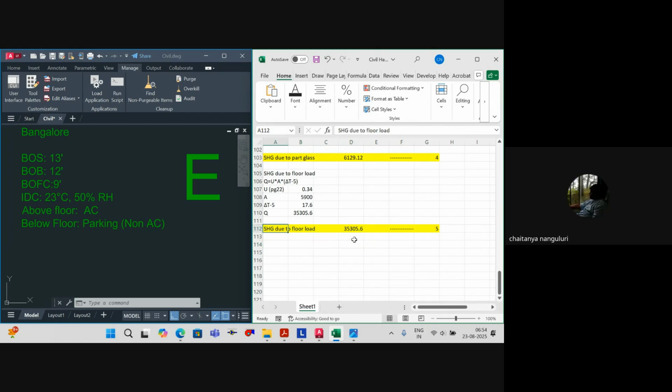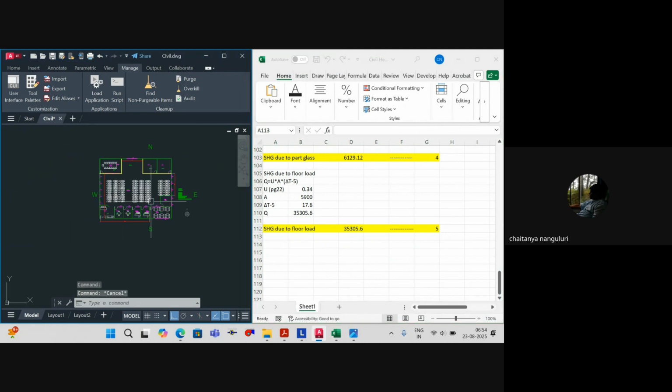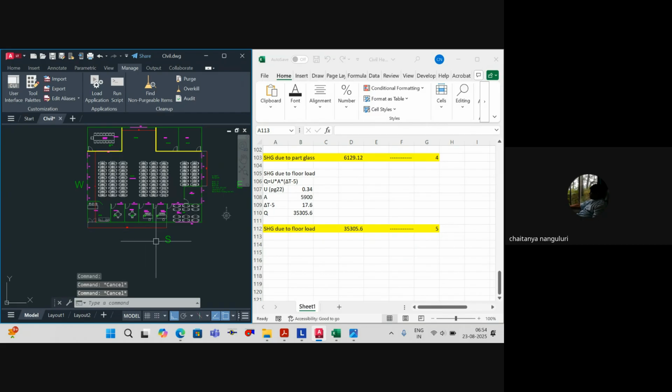That is nothing but your sensible heat gain due to floor load, which is equation number 5. We have to calculate for floor load, which is done. Once this is done, then we'll be working on sensible heat gain due to the roof. So floor load is done, roof load is done. Roof load is 0 anyway, so we don't have anything.